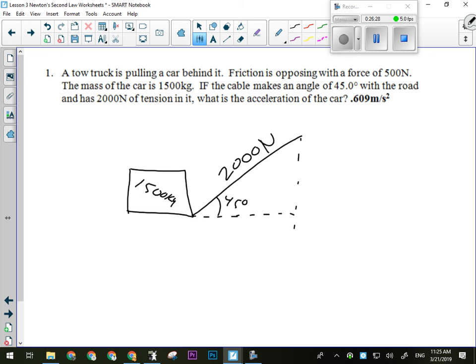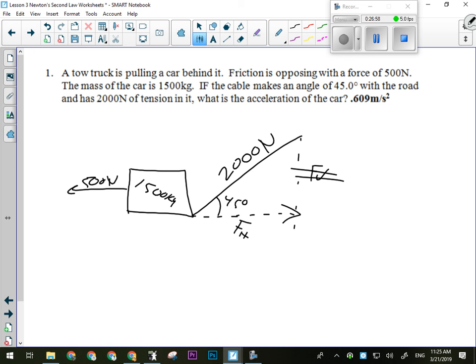Now, it doesn't mention anything about lifting the car, just about pulling it. So is the car moving vertically? No, then that means I don't care about this vertical component. It's just going to cancel off gravity. Gravity, normal force, and that vertical force will all cancel out to 0 because the car is not moving vertically. It is, however, moving horizontally. And it does tell us that friction is opposing with 500 newtons worth of force.